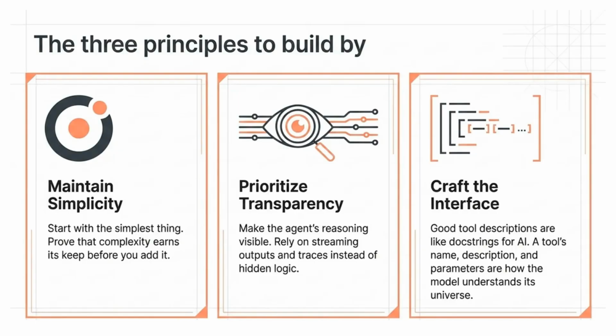Simplicity is the start-with-the-simplest-thing advice above. Transparency means making the agent's reasoning visible instead of hidden, through streaming output and traces. The agent-computer interface is tool design. The SDK guide notes that teams often spend more time optimizing their tools than the overall prompt, because a tool's name, description, and parameters are how the model understands what it can do. A clear tool description is to an agent what a good docstring is to a junior developer.